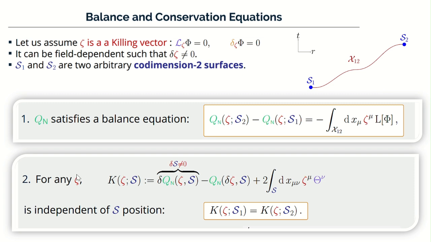The second theorem presents a conservation equation. It says that a combination of charge variation and a flux term can be defined in a way that they are independent of the location of the codimension-two surfaces. This implies temporal conservation for time-like separation and a kind of radial conservation for space-like separations.